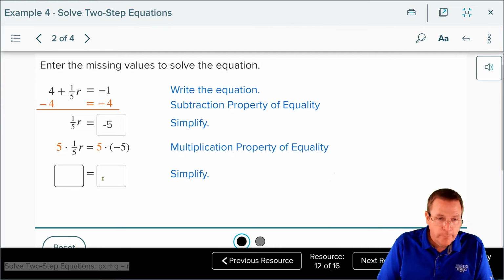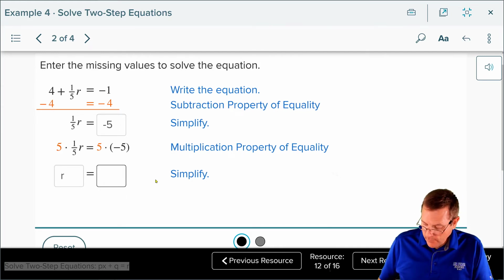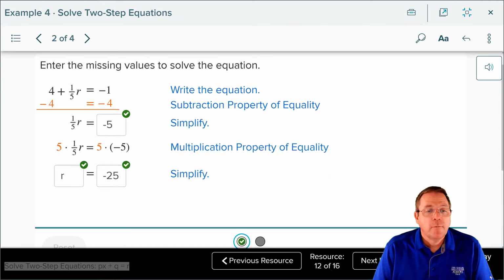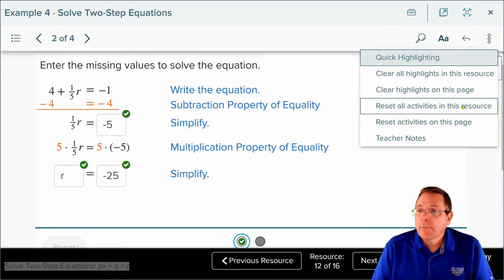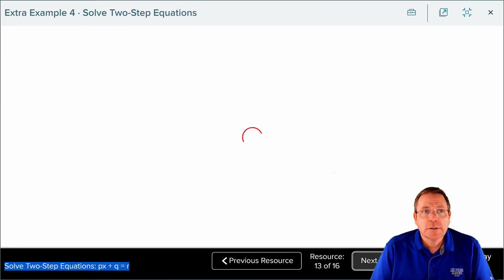1 times r is r. And on the left-hand side, 5 times 5 is 25. Positive times a negative is going to give me a negative 25 for our final answer, and everything checks. Same exact process you've used on the other problems, only now we're involving some fractions in it.